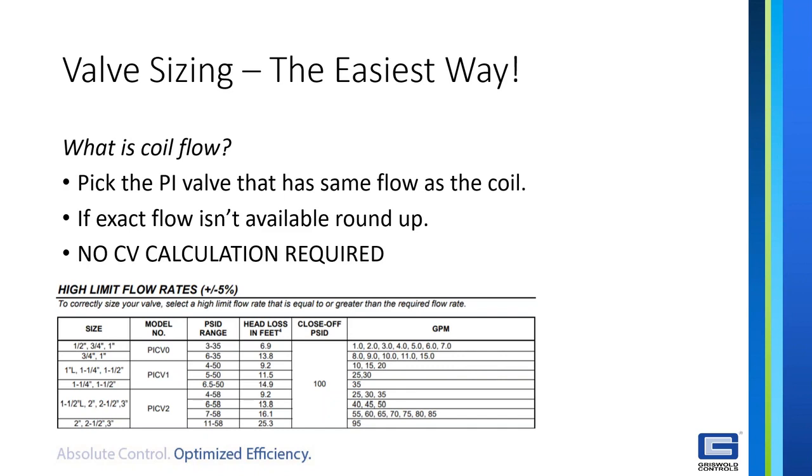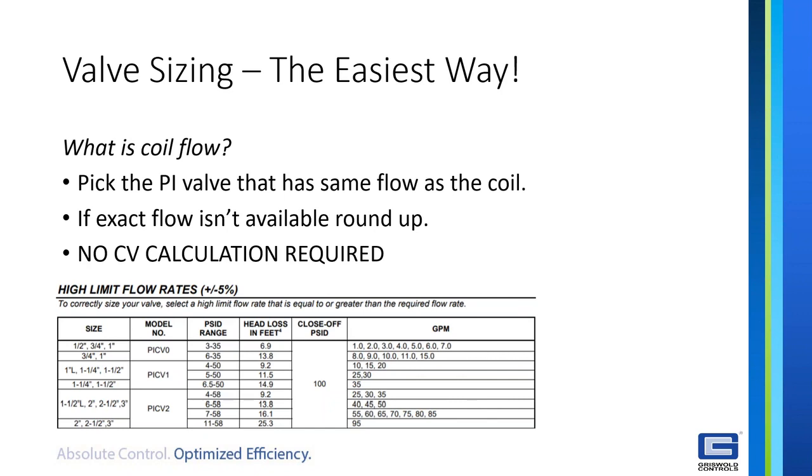You want to know what is your coil flow or what is your terminal unit flow, and then you pick a PIC-V valve that has that flow. So if it's 3 GPM coil, then you pick the 3 GPM PIC-V. If the exact flow isn't there, then obviously you round up. So if they wanted 3.5, we don't have that, so you would pick the 4.0. So you don't need to do any CV calculating at all, so that's why it is definitely the easiest one to size.